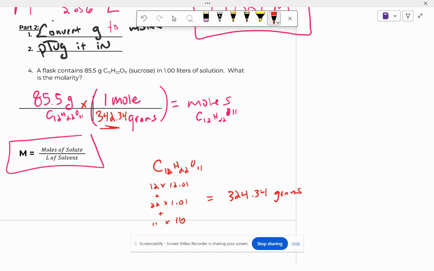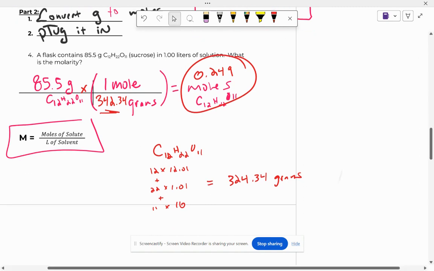So the first step then is just to do the molar mass bracket there. I'm going 85.5 times 1 divided by 342.34, and I'm going to get 0.249 moles. So now we got a number that we can plug in, right, Motez? That's the number to plug in.